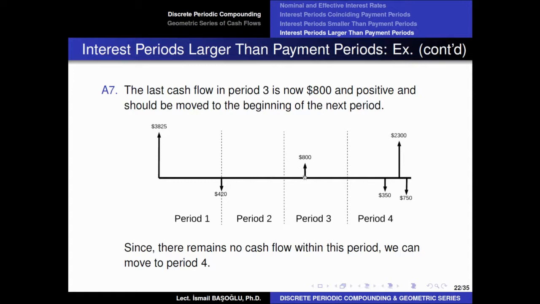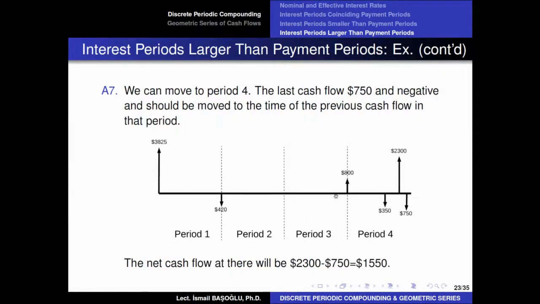Now, what do we do if the last cash flow is a positive cash flow? Remember, we move it right. The positive cash flows are moved right to the beginning of the next period. And when this 800 is moved to the beginning of the next period, we will be completing the third period as well. Now we can study the fourth period.